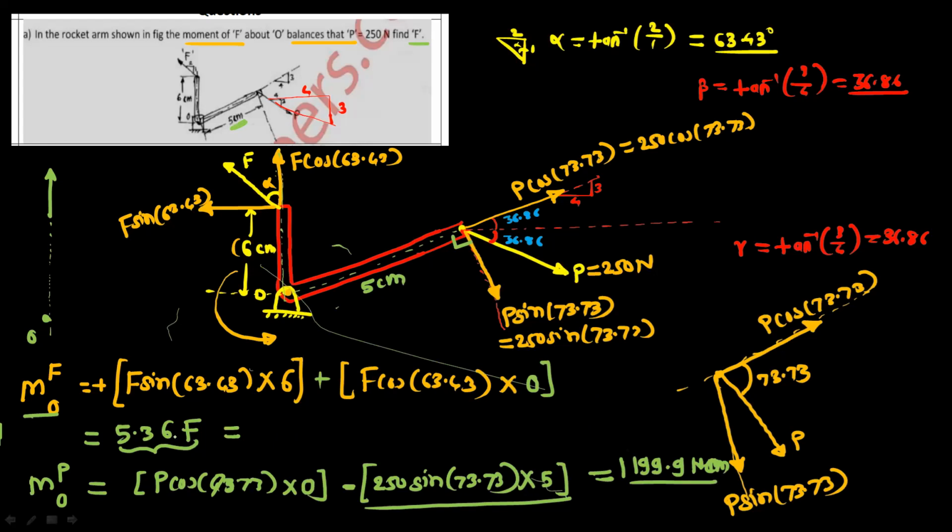So equate this value 5.36 F with 1199.9, and from this you will get the value of the unknown force F that will balance the moment by the force P. So the force F required is 223.87 Newton. Okay.